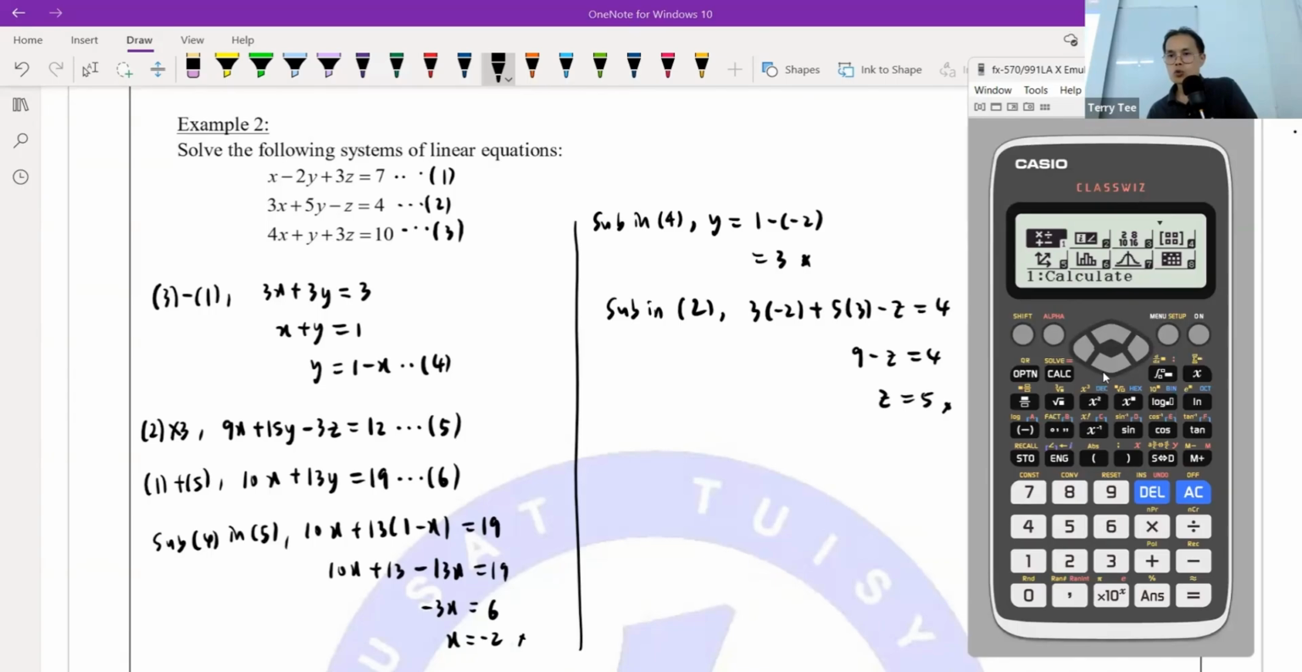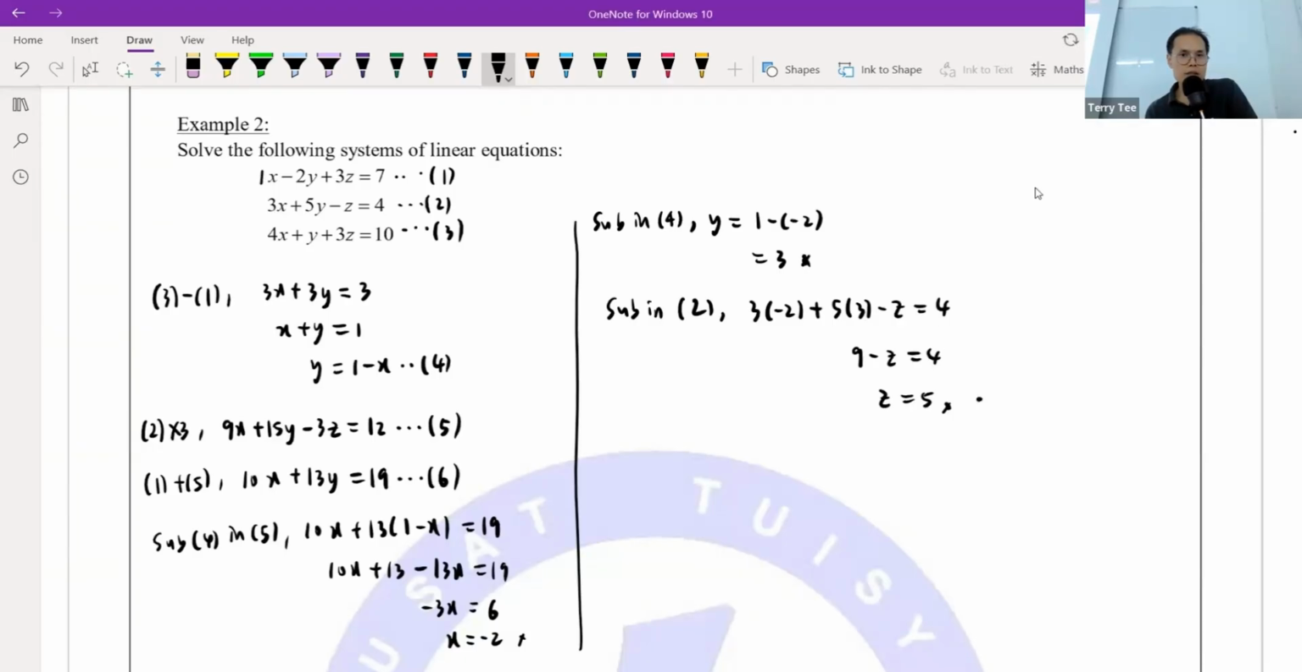Menu. Go to number, after 9, go to the right. This is table. This is equation. Press this for equation. Go to simultaneous equation number 1. Number of unknown is 3. So you got the x, y, z, and constant. If they don't write any number in front, all these are 1.